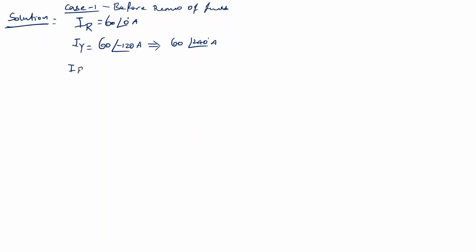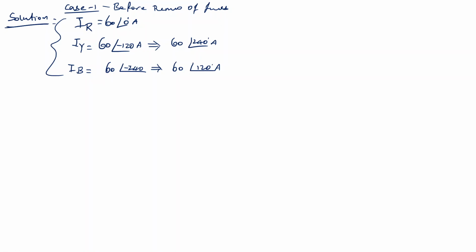Similarly for IB, 60 angle minus 240 I can put, or 60 angle 120 I can put. Both are same. So this is the actual current flowing in the circuit. But this is balanced.